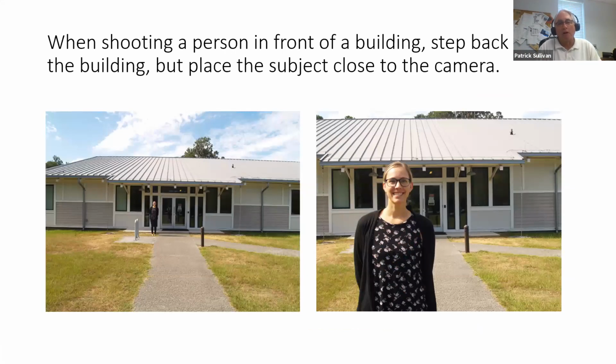If you shoot a person in front of a building, a lot of people will tend to shoot on the left. They want to get the whole building, and they'll have the person standing over there as a tiny little figure in front of the big building. If you want to have a person in front of a building or another scene, still shoot wide, but put the person closer to the camera.